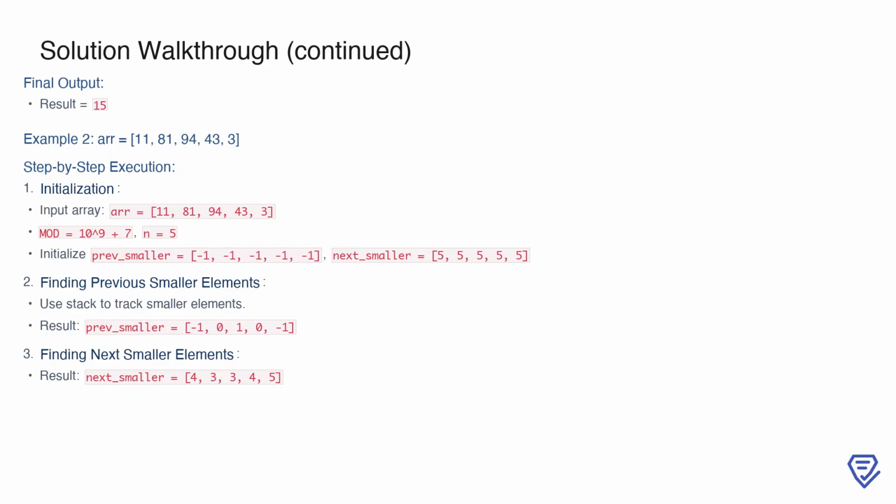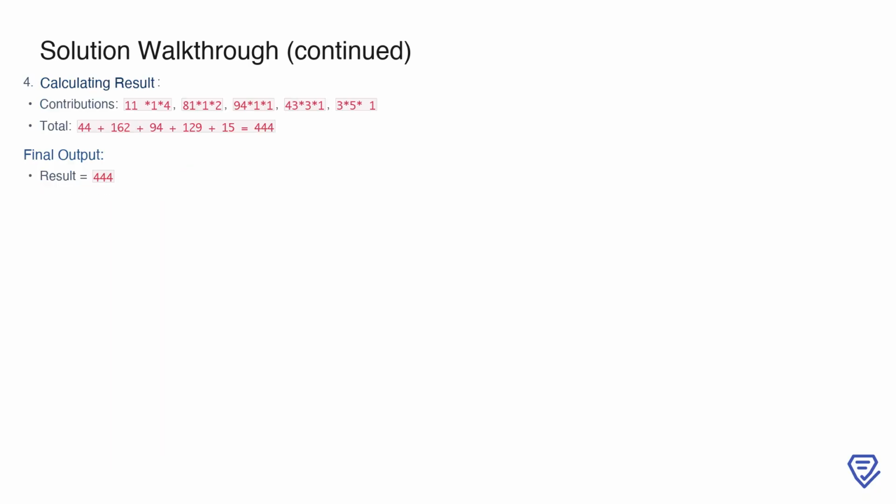Then, we find next_smaller by iterating in reverse, which results in next_smaller equals 4, 3, 3, 4, 5. Finally, we calculate the total contribution for each element in the array. For r 0 equals 11, the contribution is 11*1*4 equals 44. For r 1 equals 81, the contribution is 81*1*2 equals 162.